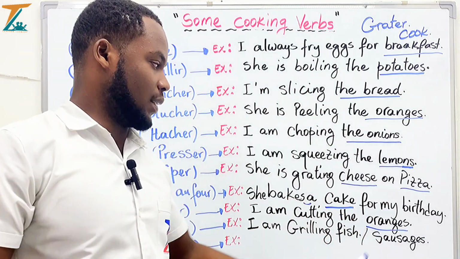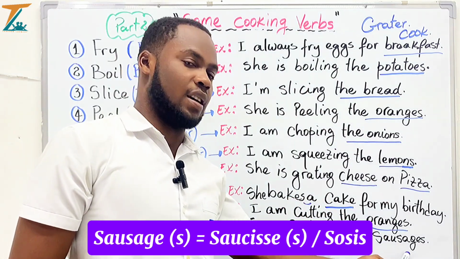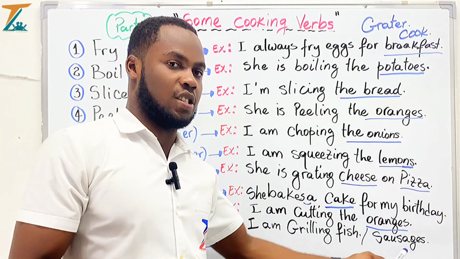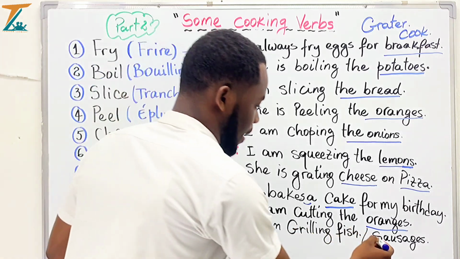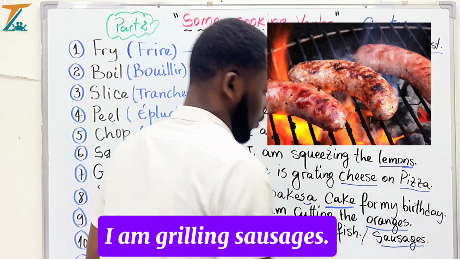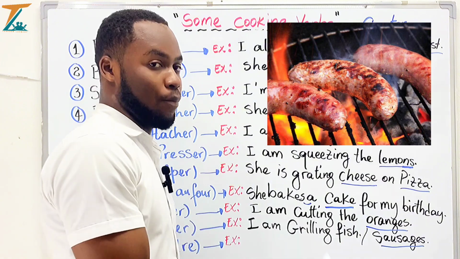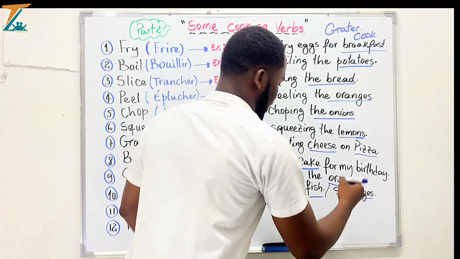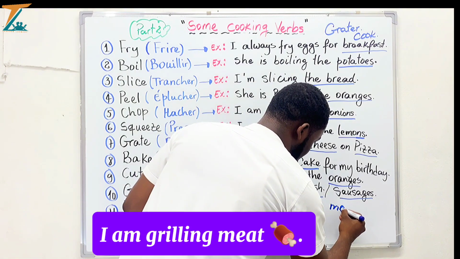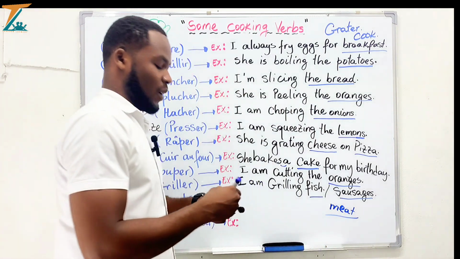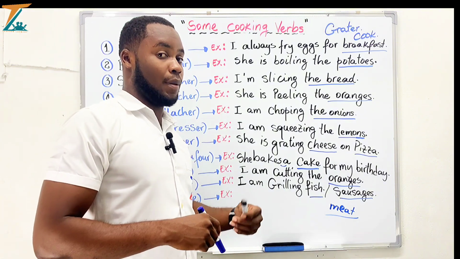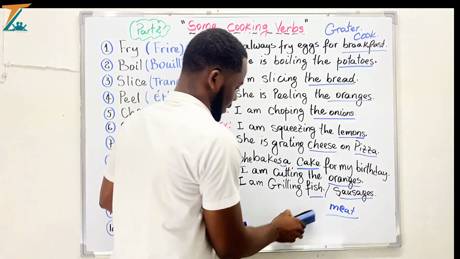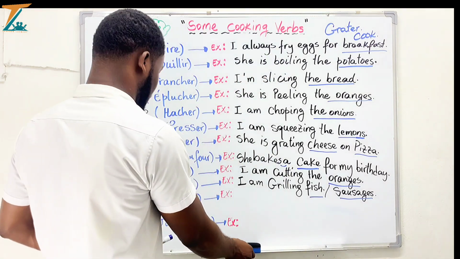Okay? Let's repeat it. Sausages. Sausages means saucisse. I say sausages. I am grilling sausages. We have this word sausages. I am grilling fish. I am grilling meat. Okay? But when I say meat, it might be chicken, it might be pork, it might be beef. Tout ça c'est qualité viande. Okay? Alright guys, so let's move to the next one.